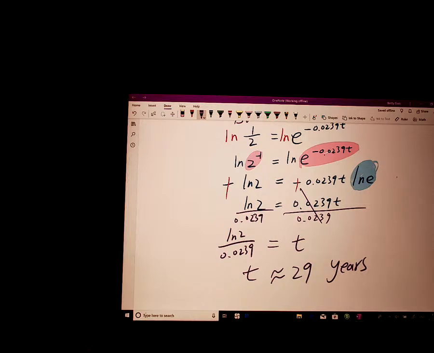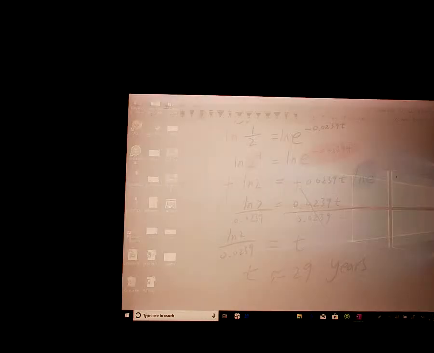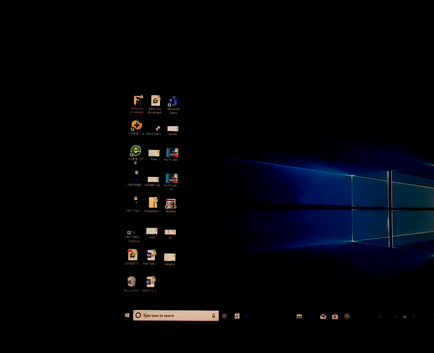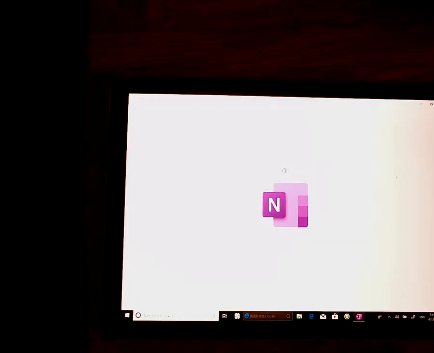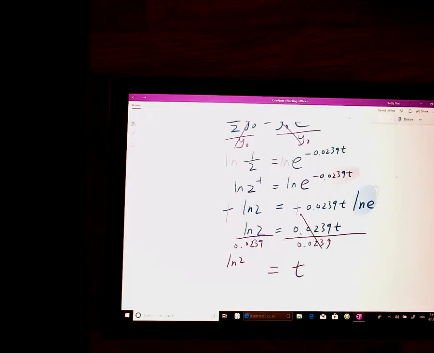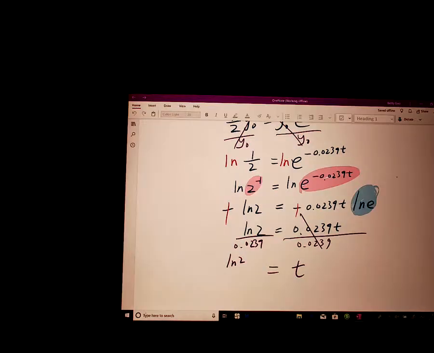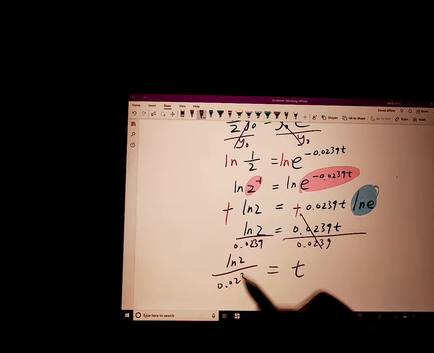The radioactive activity goes very slow. Even for a very small amount of chemical substance, this is 0.0239. So we get t about equal to 29.